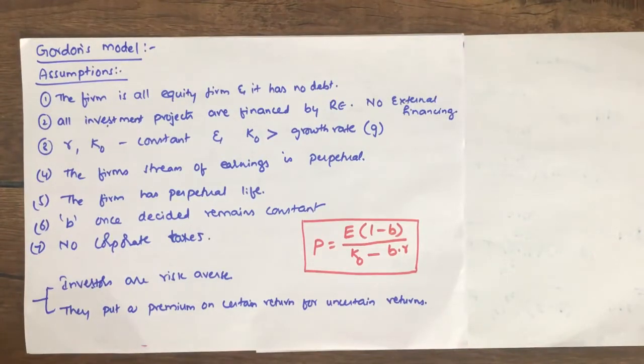Gordon's model of dividend decisions. This model also says that the market price of a share is affected by companies' dividend payments, dividend decisions.